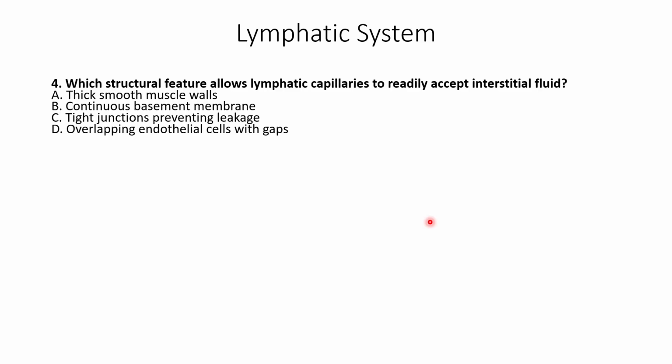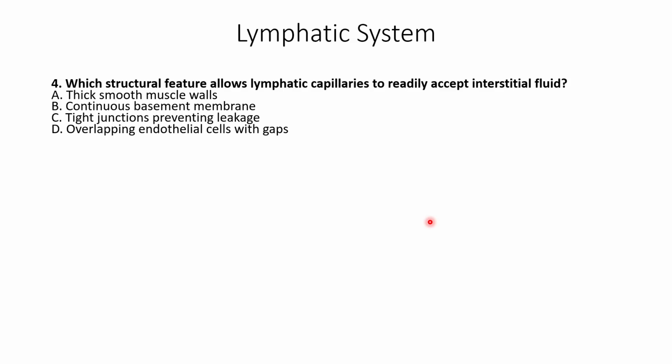Nice. So the answer here is D option, which is overlapping cells with some gaps. What these overlapping cells with gaps basically mean is that they form these one-way valves. These gaps allow the fluid to readily move through into the lymphatic capillary, but they also don't allow backflow. They don't allow the liquid to move back out of the capillary into the tissue again.